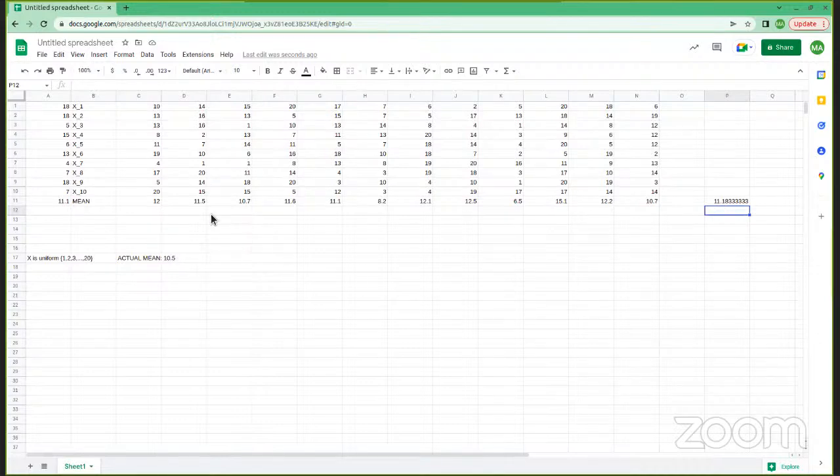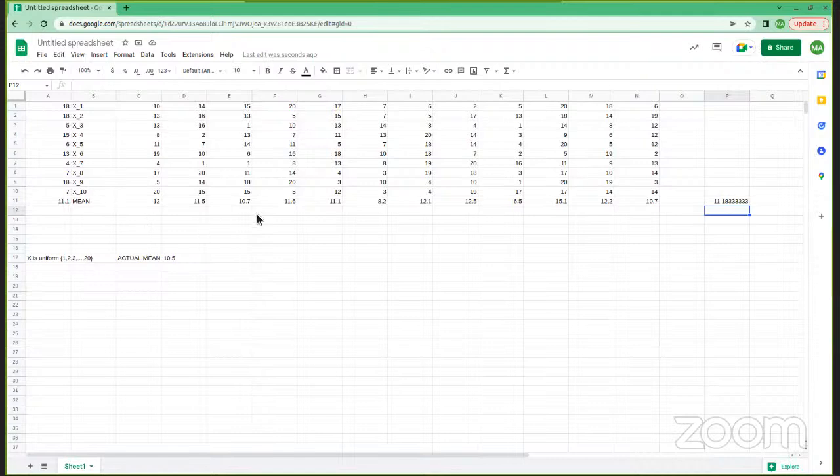Sir, what's the actual mean? The actual mean is 10.5. And this is the mean of all the means: 11.18 is the mean of all these sample means, and 10.5 is the actual population mean. X is uniform between 1 to 20, right? If X is uniform between 1 to 20, what will be the expected value of X? That is 10.5.